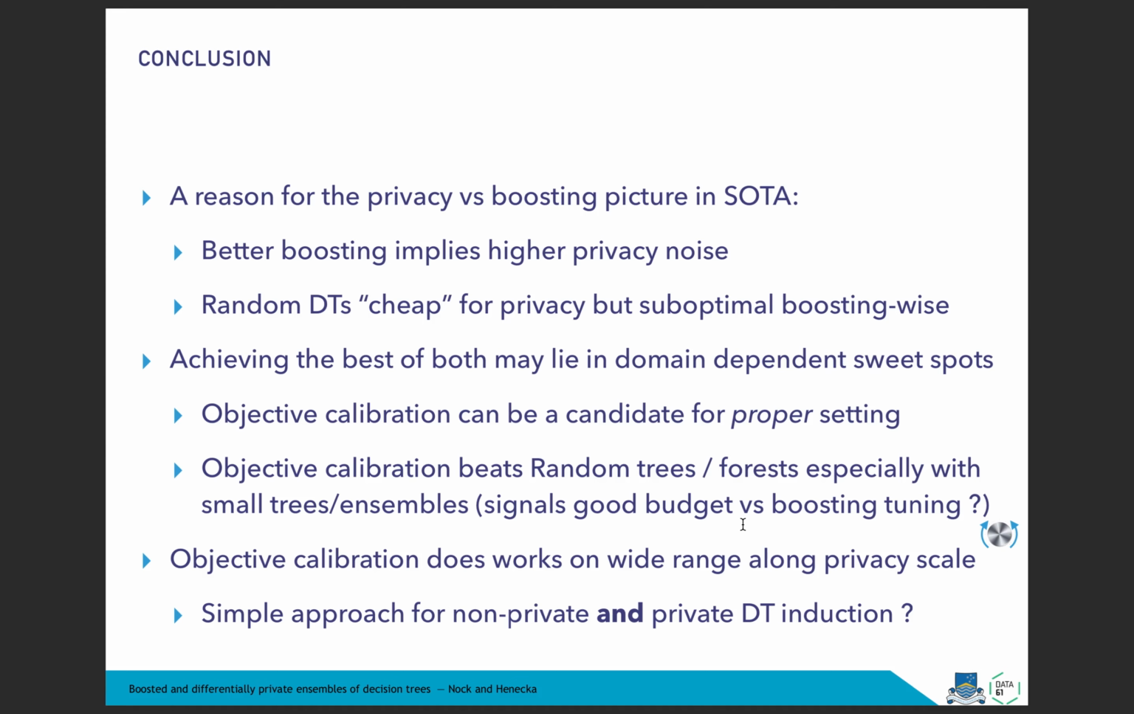That is, we believe, good news. And objective calibration does work on a wide range along the privacy scale, which could eventually signal a very simple algorithm for non-private and private decision tree induction.